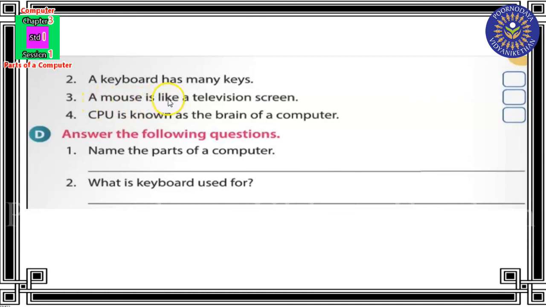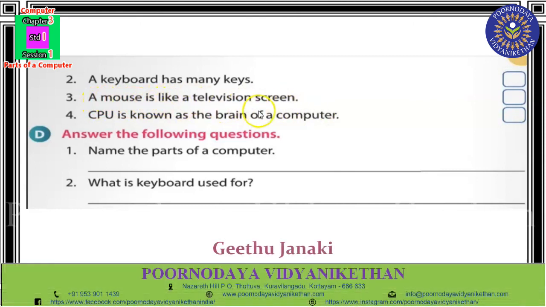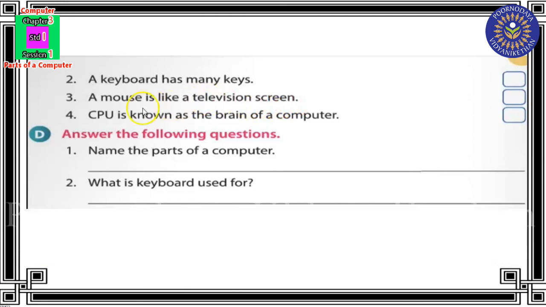Question number 3. A mouse is like a television screen. Is it true or false? False. Then question number 4. CPU is known as the brain of a computer. Is it true or false? True. Answer is true.